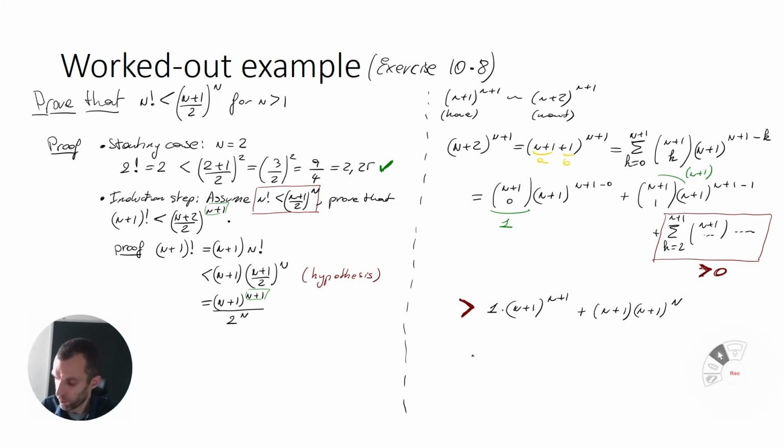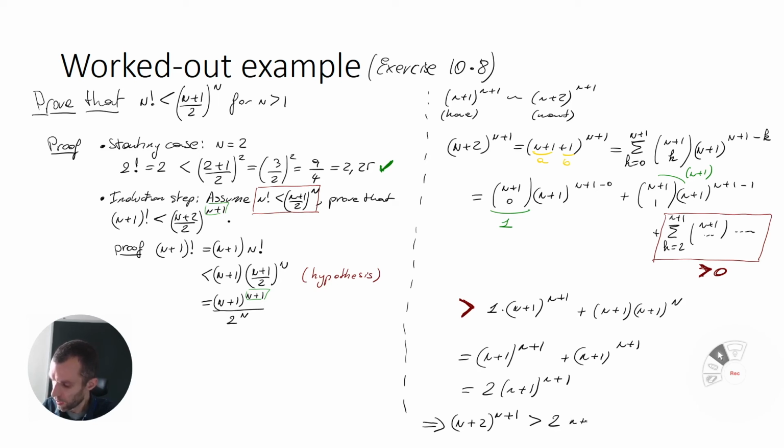And now that starts to look a bit nicer. So I have n plus 1 to the power n plus 1, and then n plus 1 times n plus 1 to the n, so that's also an exponent n plus 1, and I see that this becomes 2 times n plus 1 to the power n plus 1. And so what I get from this sub-proof is that I can show that n plus 2 to the power n plus 1 is strictly bigger than 2 times n plus 1 to the power n plus 1.